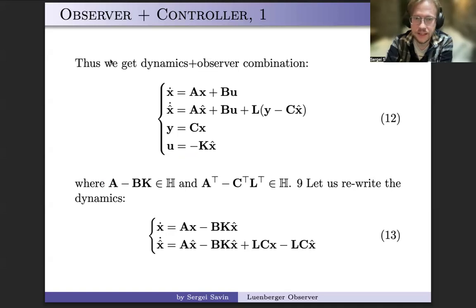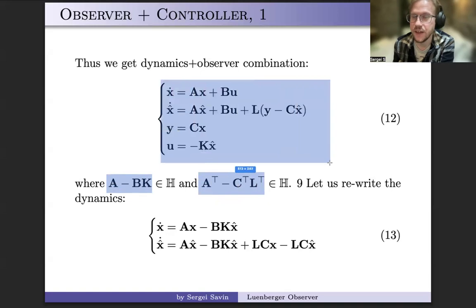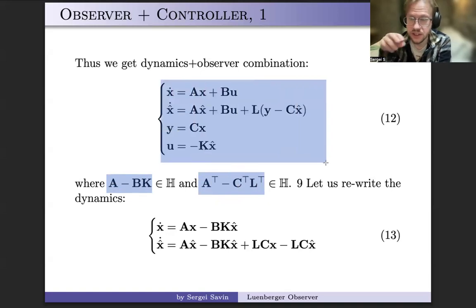Notice what we did. We designed a stable controller. We designed a stable observer. But we did not say anything about the combined effect of those two. Together, they may make the system stable. They may make it unstable. What I'm going to prove in this lecture is that it is always going to be stable for the Luenberger observer. So the way we did things in this lecture will always result in a stable system.